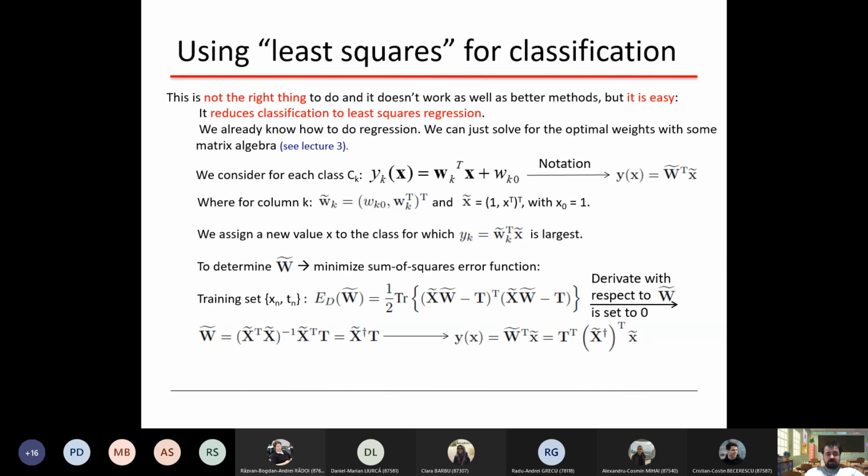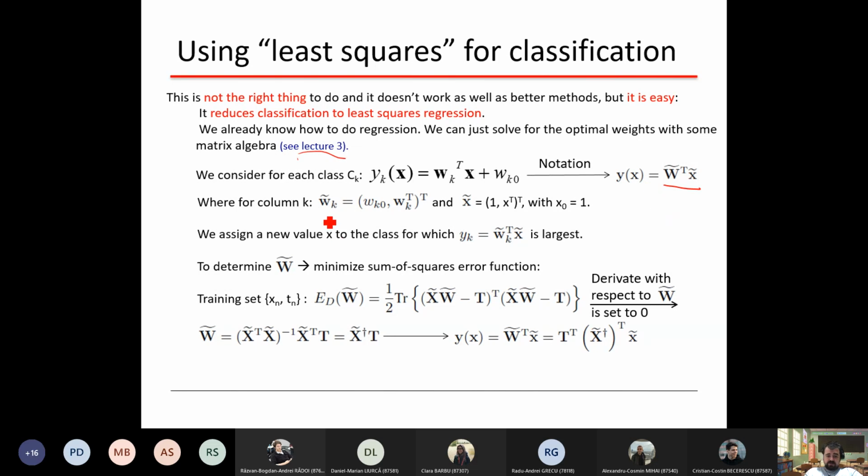with Traian, and therefore you should already know how to do regression, so you can solve for the optimal weights using matrix algebra. Again, if we don't remember what happened there, see the previous lecture, lecture 3, that was presented by Traian, and you'll remember. So basically, for each class, we have yk of x equals wk transposed x plus wk0. You use a notation like this, where W tilde transposed is a matrix and x tilde is a vector.